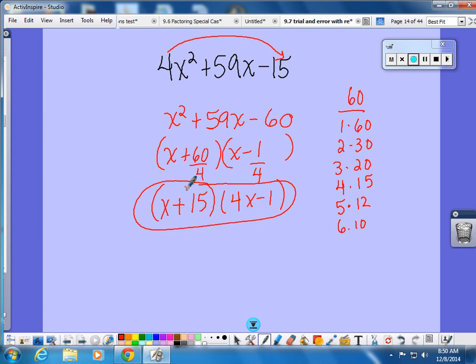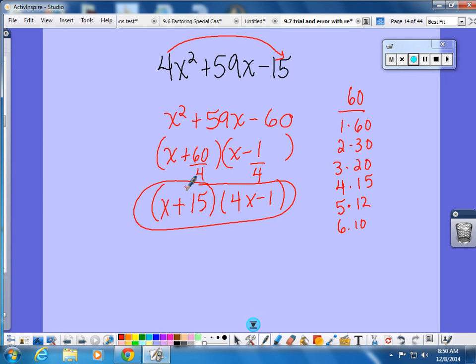How'd you do? I didn't get that. Now, if you have 4x minus 1 here and x plus 5, 15 there, it's okay. I got it right, so that's fine. Oh, okay. That's good, because when you get to the end and you FOIL it out, you'll see that. I got all the right numbers but all the wrong signs.